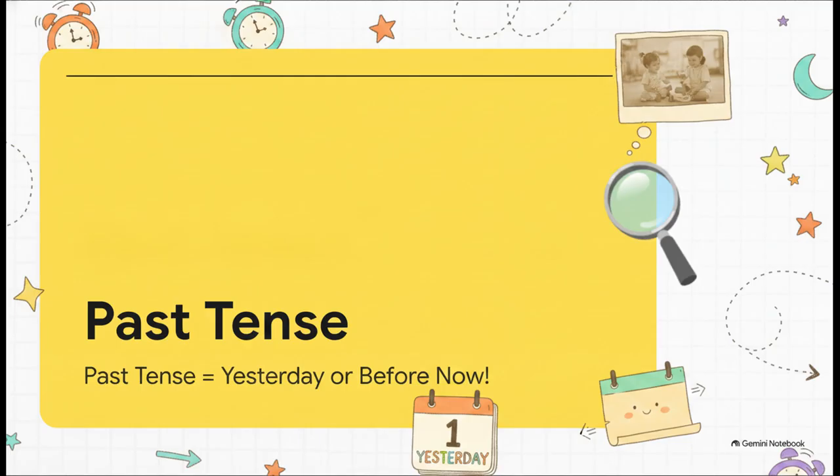Let's actually say that together so it sticks in our brains, okay? Past tense equals yesterday or before now. Let's do it one more time, nice and loud. Past tense equals yesterday or before now. Awesome job.